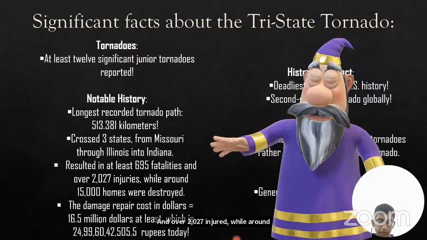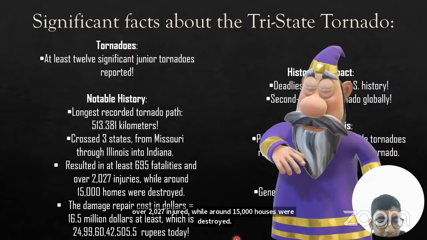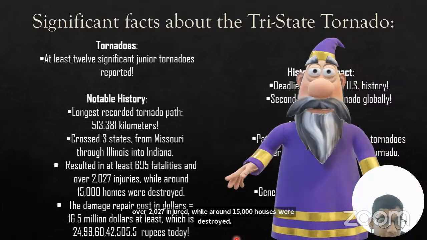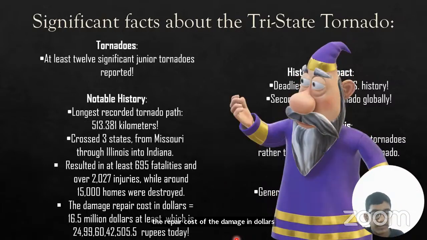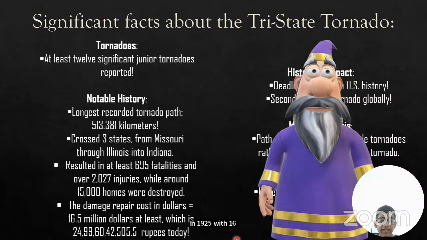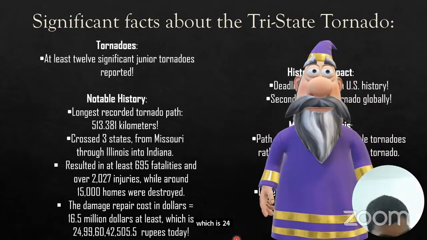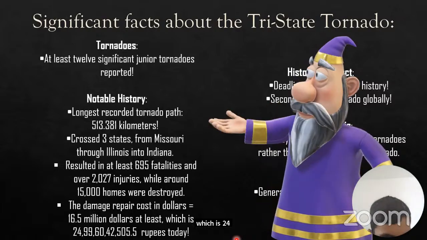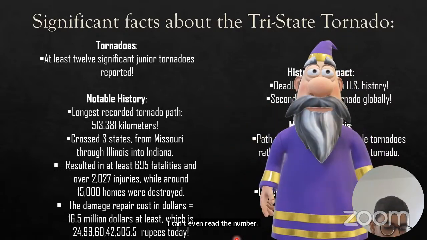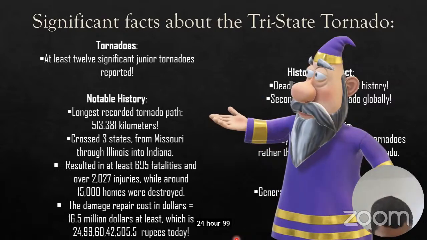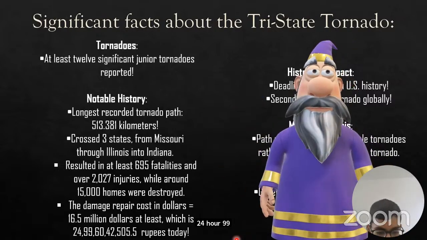The repair cost of the damage in dollars in 1925 was at least $16.5 million, which is 24 Arab 99 crore 60 lakh 42,505.5 rupees. I can't even read the number.